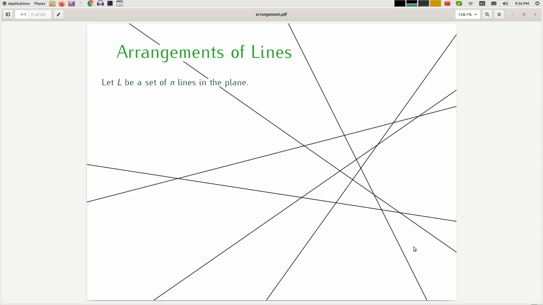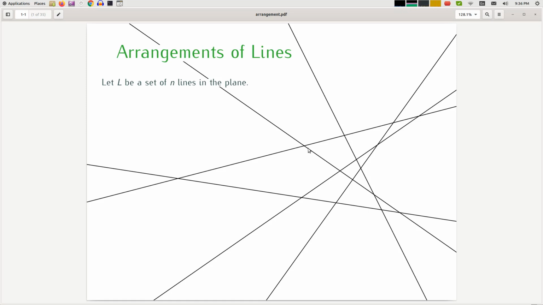In this series of videos, I'm going to look at the concept of arrangements of lines, and then we're going to see an algorithm for how to build this. So imagine that I have an input set of n lines in the plane. When I draw these n lines, you can see that this set of n lines will decompose the plane into a bunch of regions.